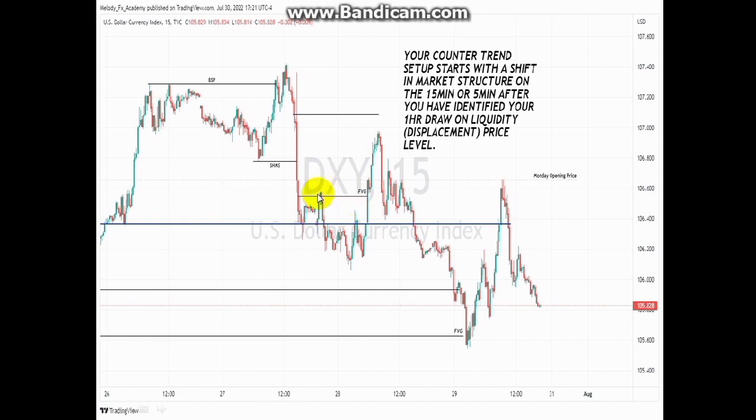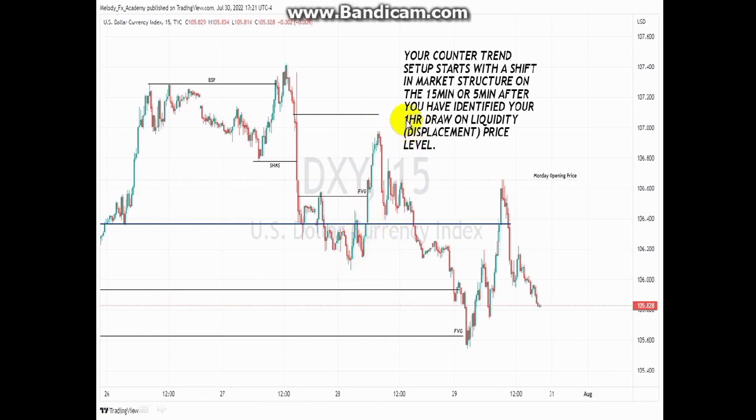This right here is enough target for me. The idea is to get an entry, to take a long entry into that fair value gap, into that 1 hour draw on liquidity level. But before you do that, you must have identified your 1 hour draw on liquidity. If there's no displacement on the 1 hour time frame, there's no level of interest that you viewed as a possible draw on liquidity, then there's never going to be a counter trade setup.